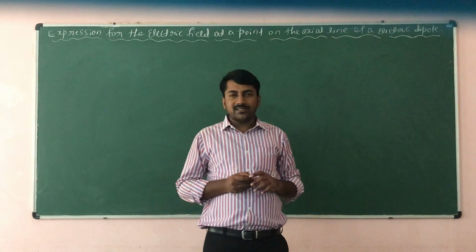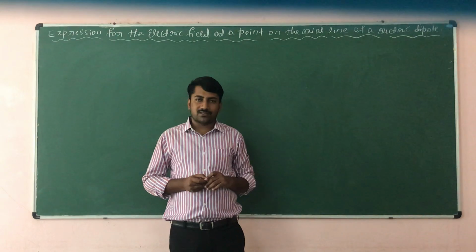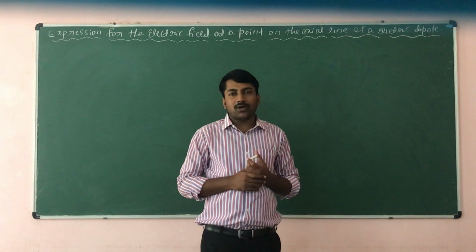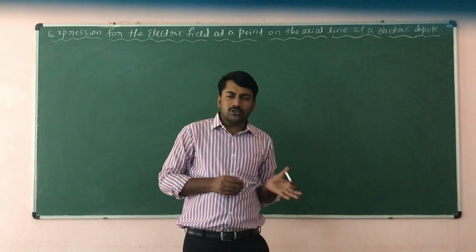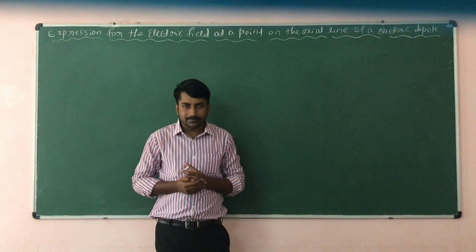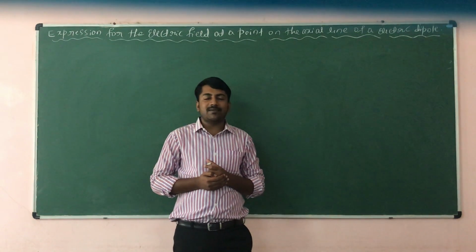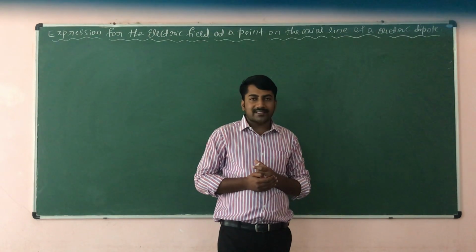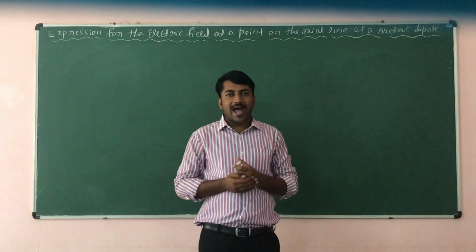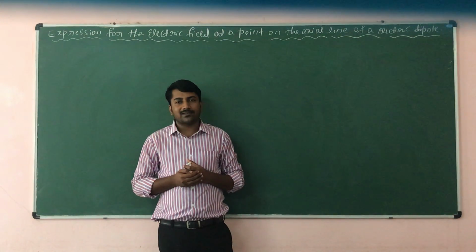Axis of the dipole means a line joining the two charges from the negative to the positive charge. Axial line means a line that passes through the axis of the dipole.